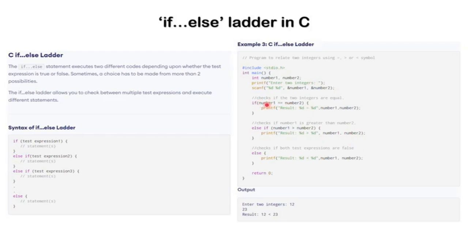So the first condition is if number 1 is equal to number 2, else if number 1 is greater than number 2, and the third case denotes that number 1 is less than number 2. So in case of multiple decisions, we need to make use of an if else ladder.